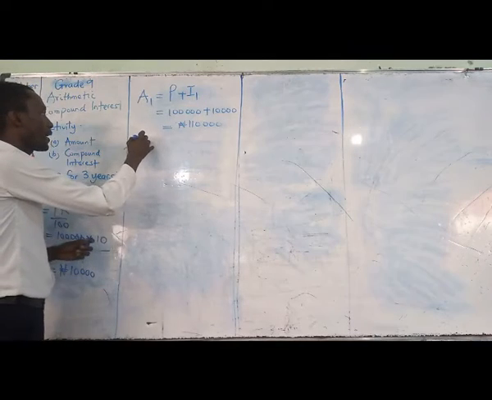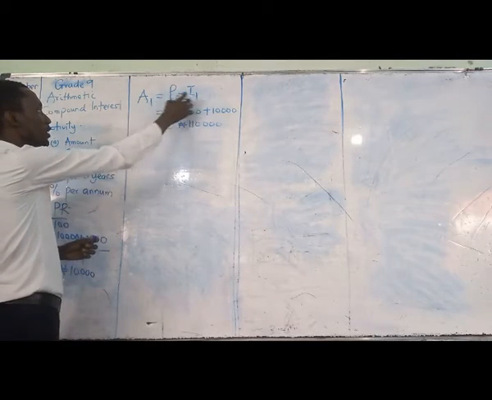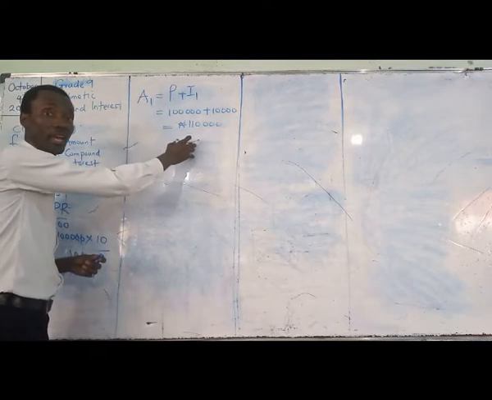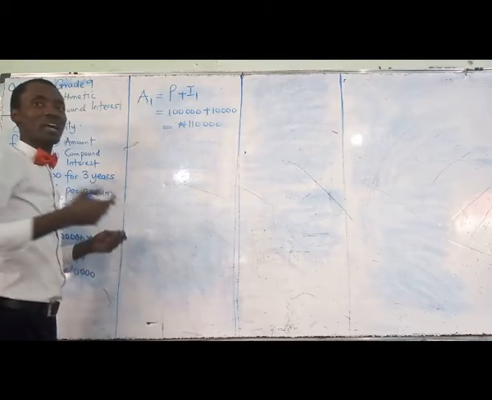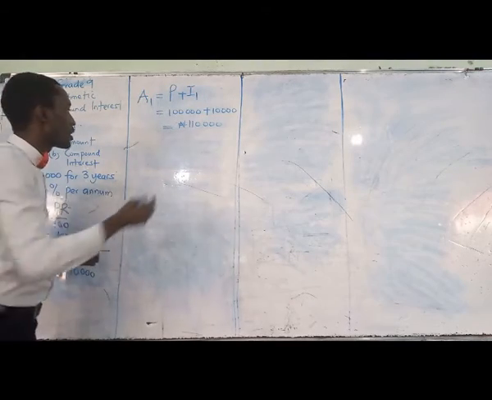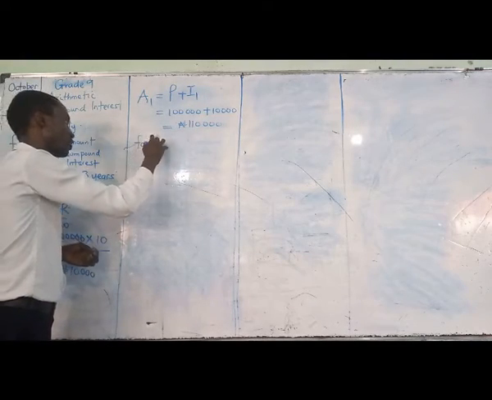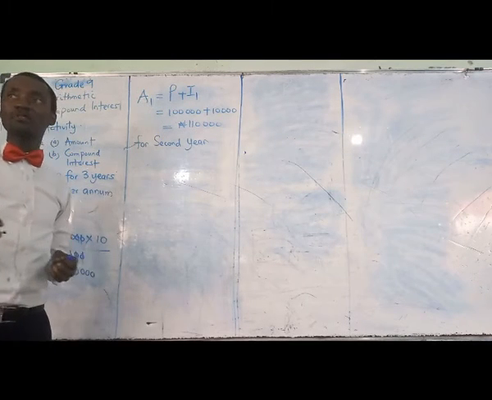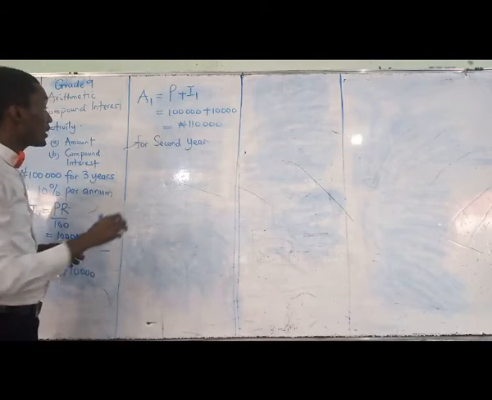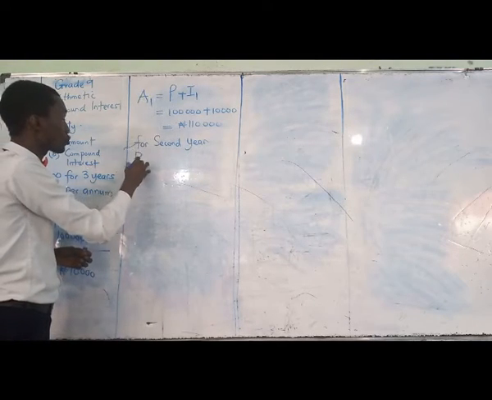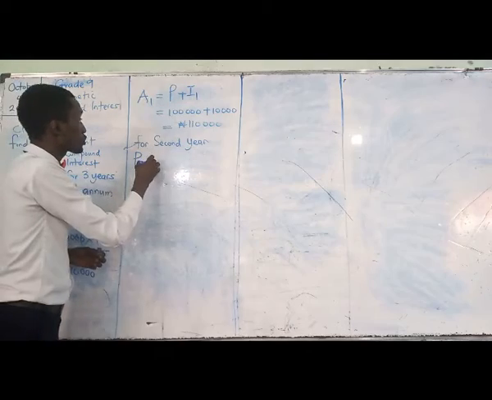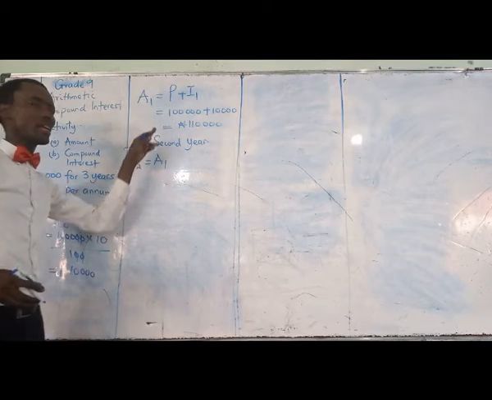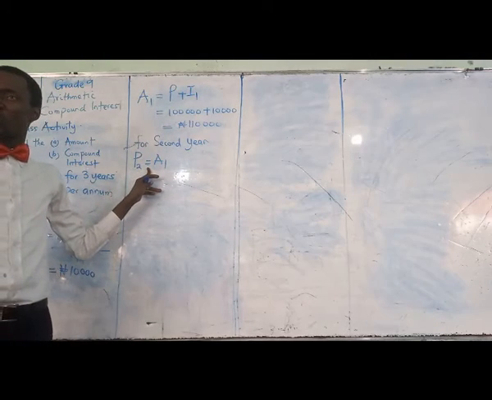So the second one, this is for the second year. Sometimes they require you to say second year or third year or whatever, but I really don't bother myself so much. But let's say for second year, so that you have a perspective of what we are doing. Now, for second year, the principal P2 will be equal to A1. The amount we got from the first year is what we use as the principal for the second year.